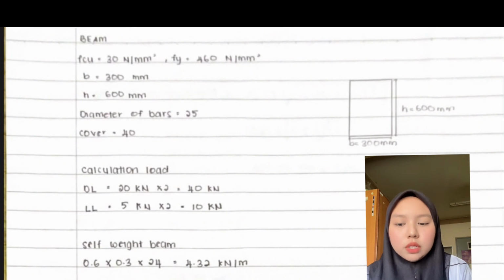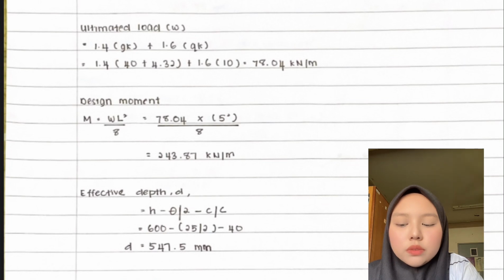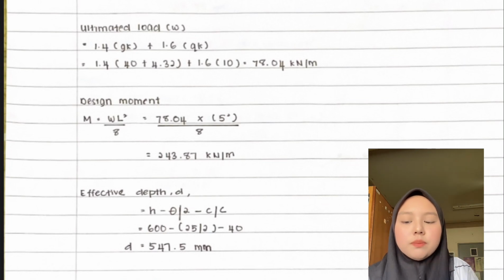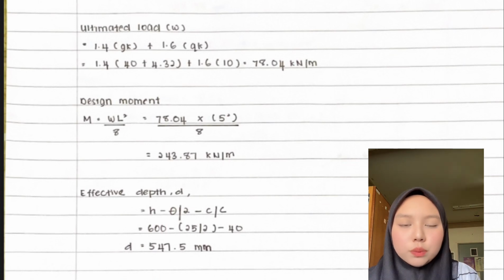Calculation load: for dead load, 20 kN times 2 equal 40 kN. Live load, 5 kN times 2 equal to 10 kN. For self weight of beam, 0.6 times 0.3 times 24 equal 4.32 kN per m. For ultimate load, 1.4 GK plus 1.6 QK. So 1.4 times (40 plus 4.32) plus 1.6 times 10 equal 78.04 kN per m. For design moment, M equal to WL square over 8.